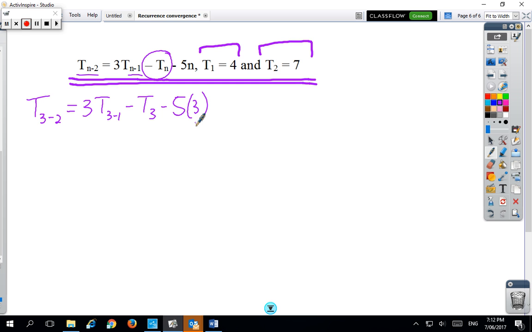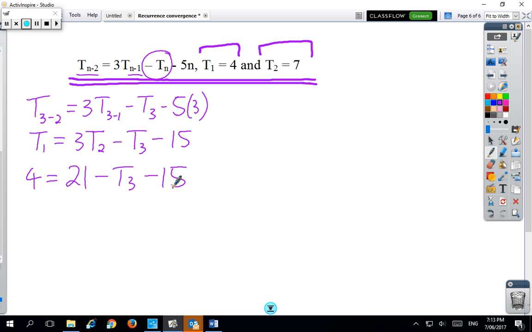Now we need to refine these down, so that'll be T3 minus 2, which is term 1, which we know. 3 lots of T3 minus 1, which is term 2, minus T3, which we're after, minus 5 lots of 3 is 15. Okay, so term 1 we know is 4. Term 2 we know is 7, so we want 3 lots of 7, minus T3, minus 15. Now, our aim is to get this thing by itself, and preferably make it positive, so we know what term 3 is worth.